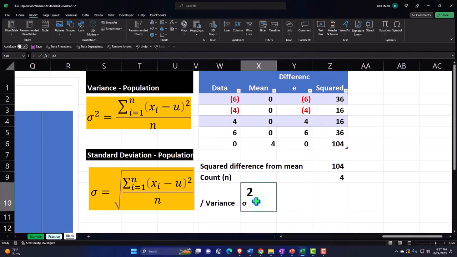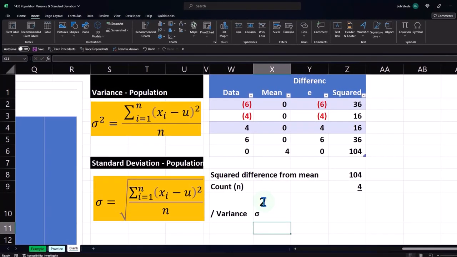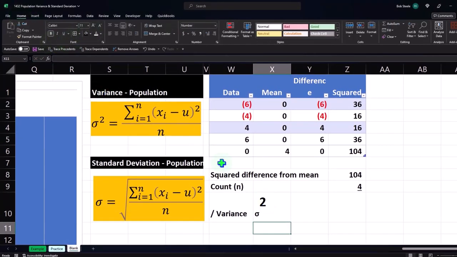I don't know why it's so large though, which is kind of odd. What happened to my 2? I have a huge number 2.